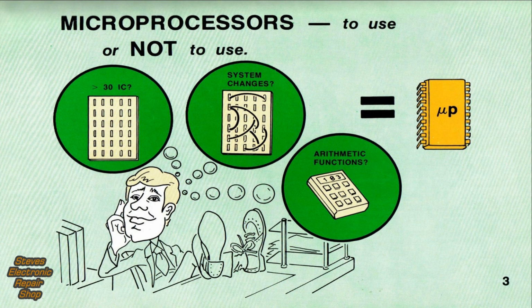Of course, there comes a time when you have to decide whether to use or not to use the microprocessor. Here are a couple of general guidelines. First, would a conventional design require more than 30 ICs? Or are frequent system changes expected? Does your system require arithmetic functions? If you answer yes to any of these, a microprocessor-based system is probably warranted.